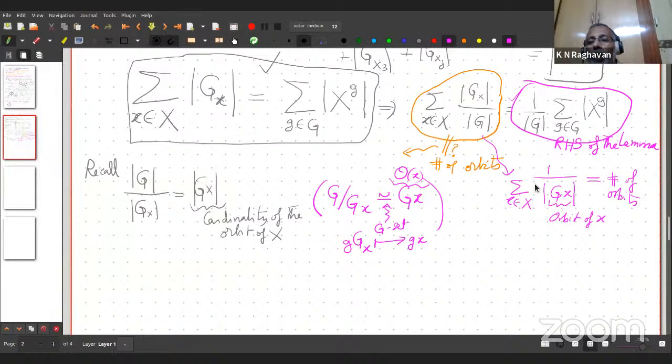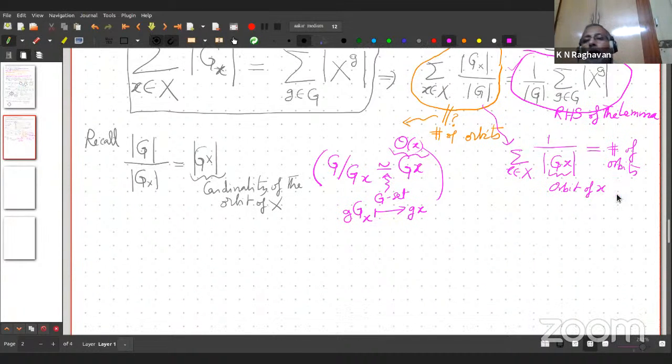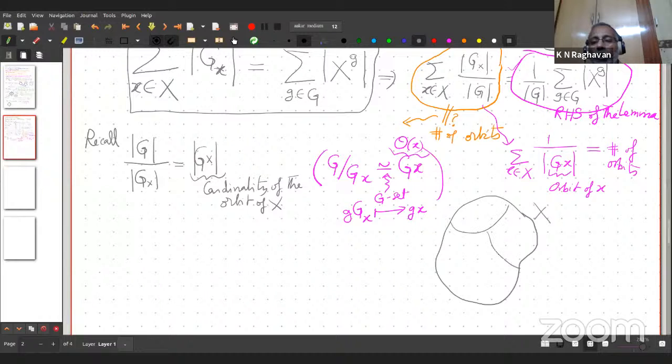So all it requires is to observe that this summation here is the number of orbits. And that is again a beautiful thing: I don't have to write anything, I just have to draw a picture to convince you that this is true. So observe the following. Let's draw a schematic picture. This represents X, and these are the various orbits of X.